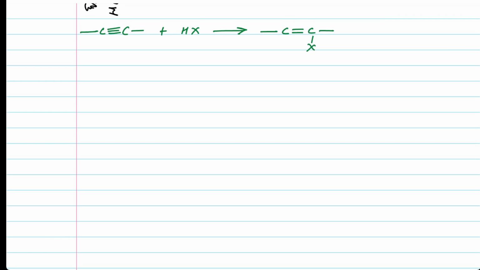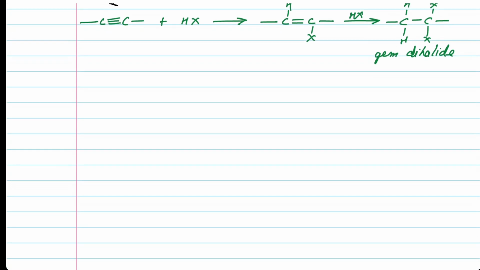one side halogen and the other side hydrogen. Now, if we further react it with HX, then we get the hydrogen and we get the halogen. The important thing about this particular reaction is that we always get a geminal dihalide. That is, the two halogens are always attached to the same carbon. So we get the geminal dihalide when the alkyne reacts with a hydrohalic acid.